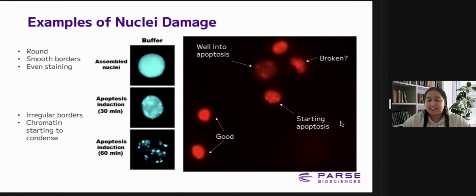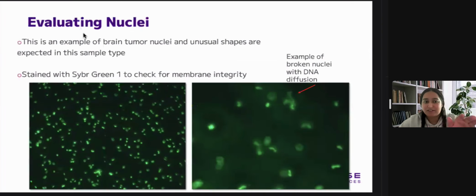So we recommend things like DAPI, SYBR Green, some fluorescent stains to help establish that. Make sure you don't see any chromatin condensation, anything that's blebbing. You want to see round, smooth borders. So these are just some slide examples for nuclei and from tissue.